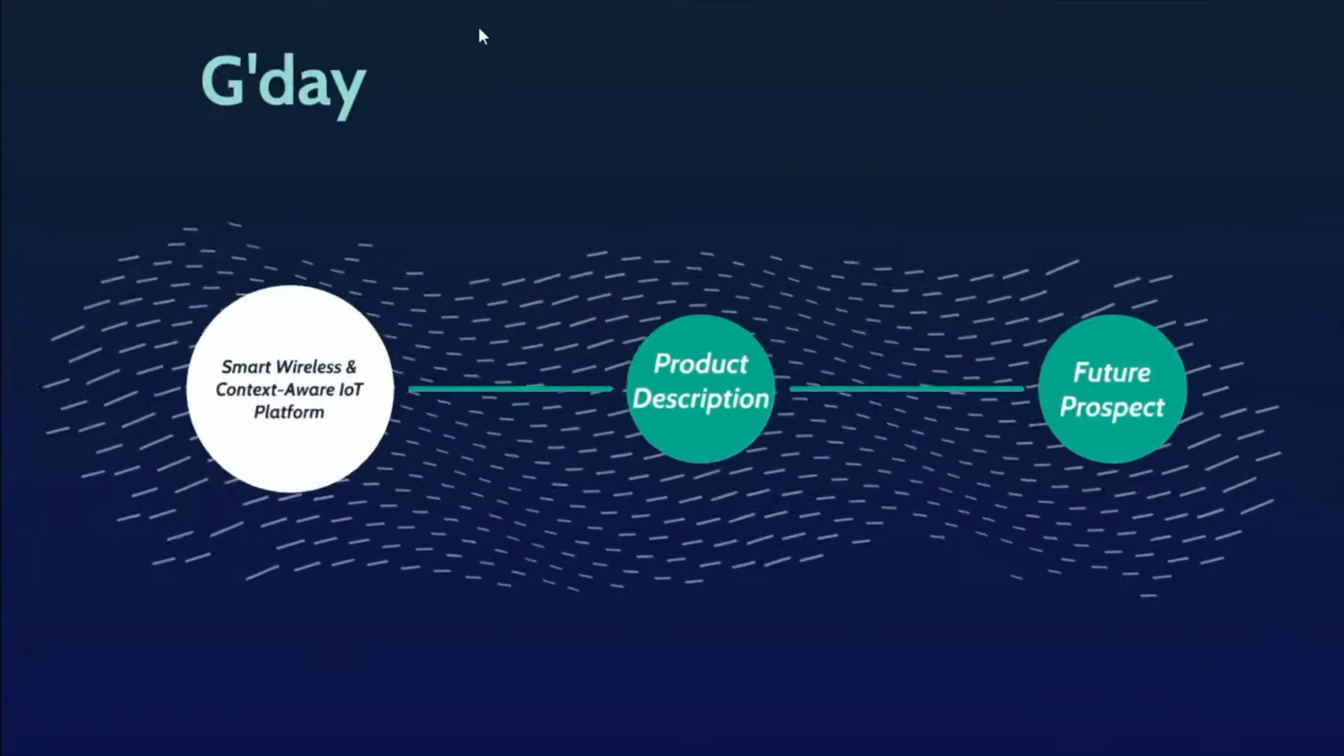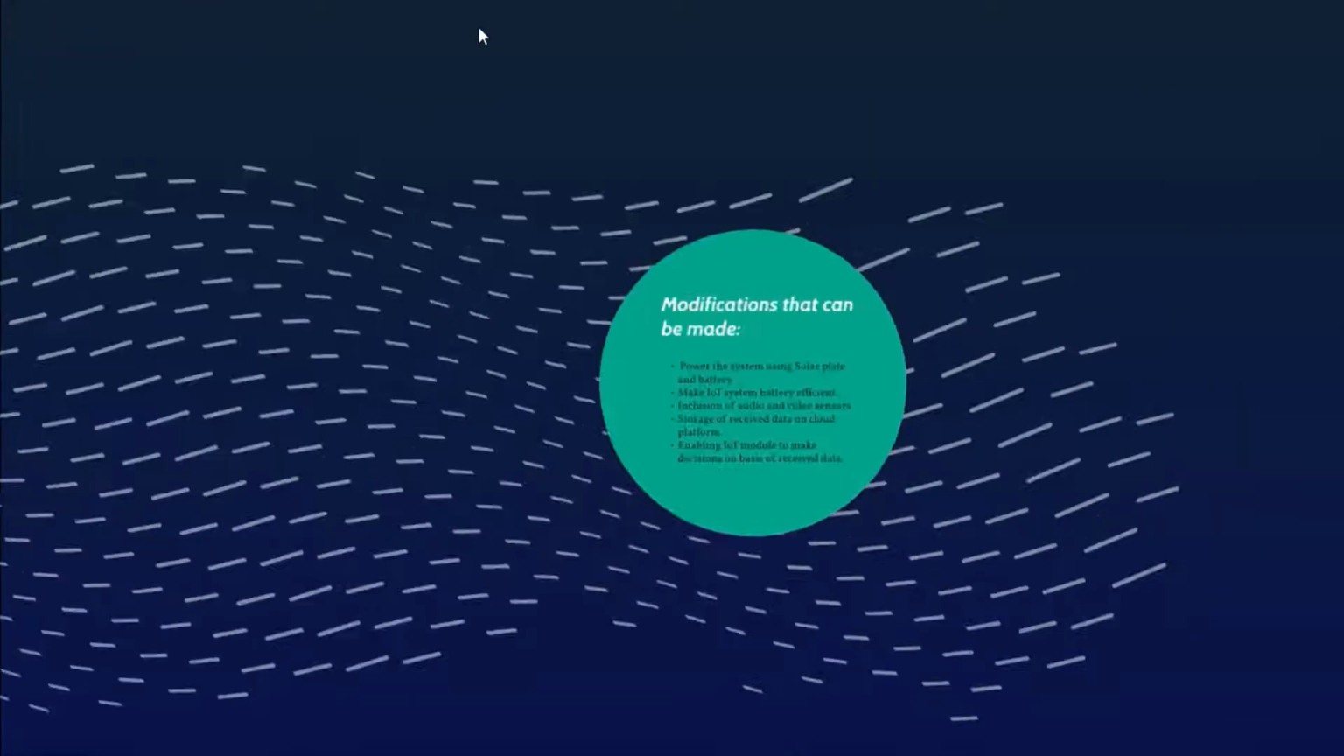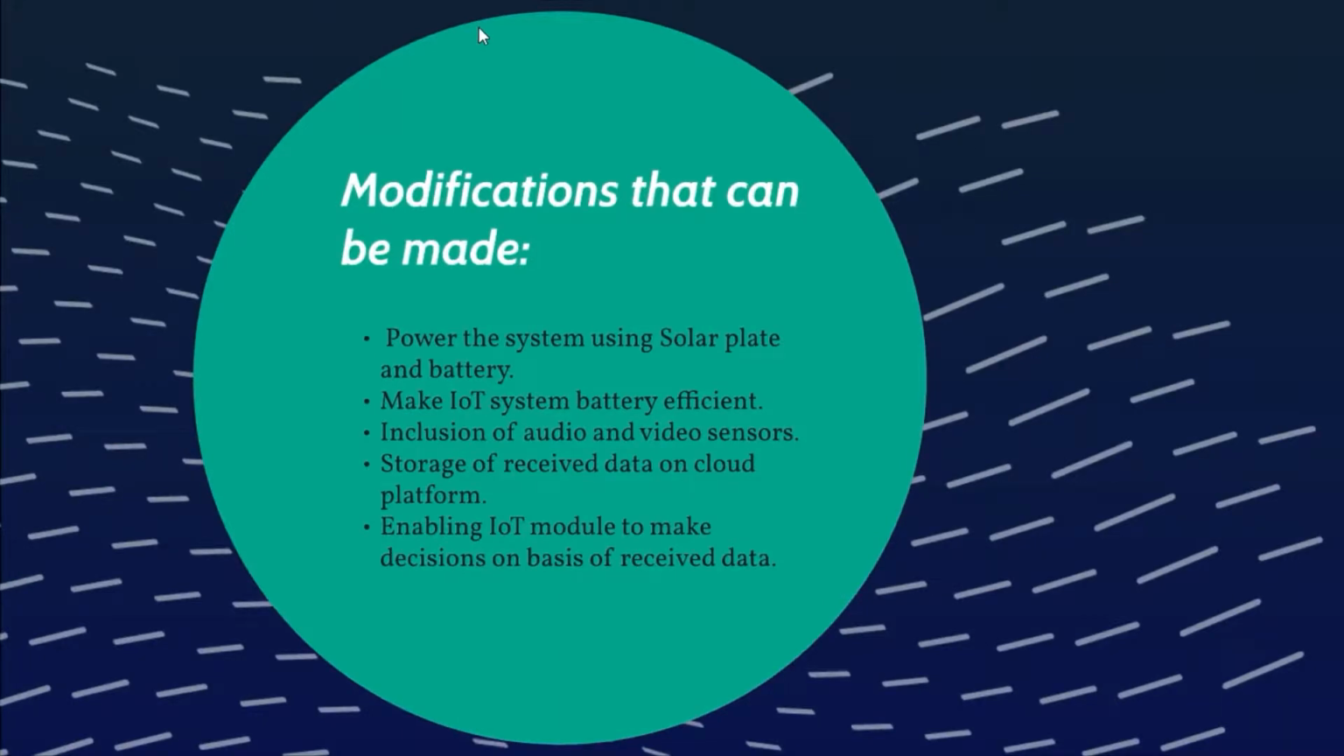The future scopes of this project involve powering the whole system using solar panels and a battery, and also making the IoT battery system sufficient to work for a longer period, and also inclusion of audio and video sensors to get more data, storage of received data on a cloud platform so it can be accessed from anywhere, enabling the IoT module to make decisions on the basis of received data so that the system can adapt to its environment. Thank you, that will be all.